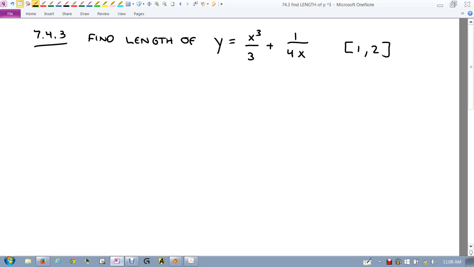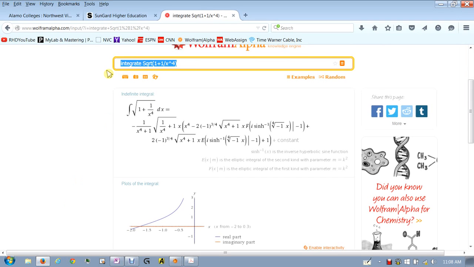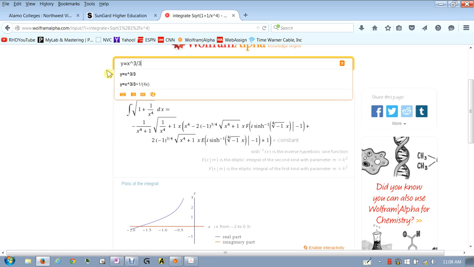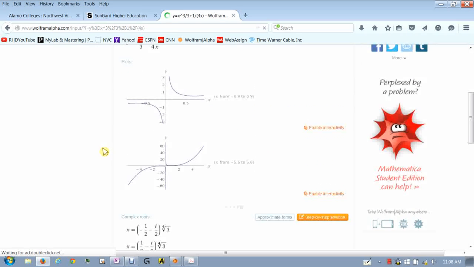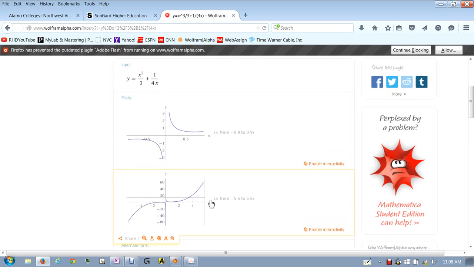All right, there we go. Find the length of this curve. Y equals x cubed over 3 plus 1 over 4x. I just want to take a look at it. Where was it being graphed from? Or from where to where? 1 to 2? So it's this graph right here between 1 and 2. So it's a little piece of it right in here. We're trying to find its length. All right?